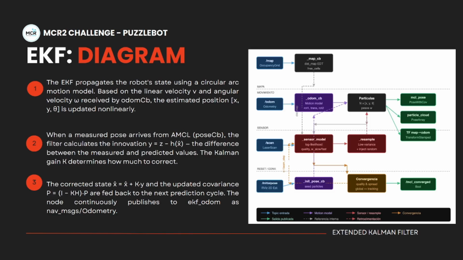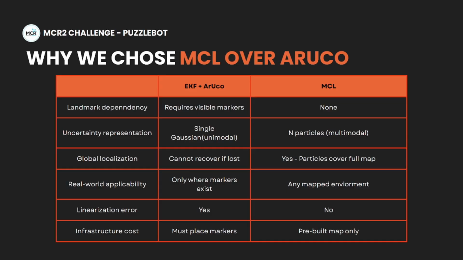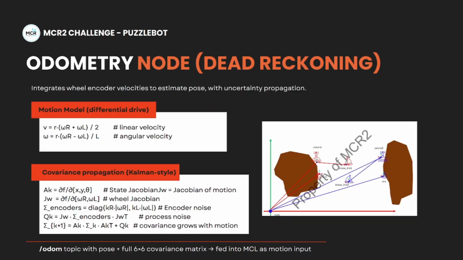We chose Monte Carlo localization over ArUco because ArUco requires visible markers. If a marker is not visible to the robot, it could lose itself, and also if the markers are displaced or changed in position, then you have to readjust and recalculate some measurements in the real data. Monte Carlo only requires the static map and the LiDAR data instead of some static transforms.